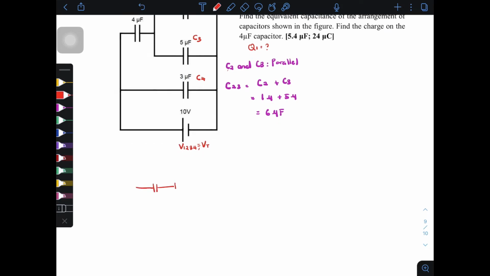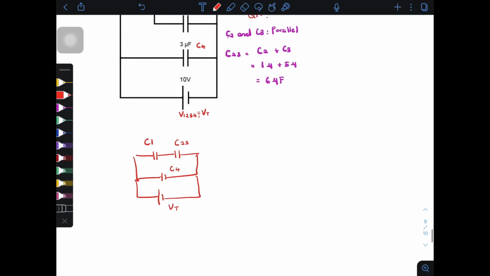So, this is C1, C23. This is C4. And this is the battery. Right, so ini C1, C23, C4 and V total. Okay, now the next thing kita perlu selesaikan ialah yang lagi jauh daripada power supply. So, power supply ialah this part.